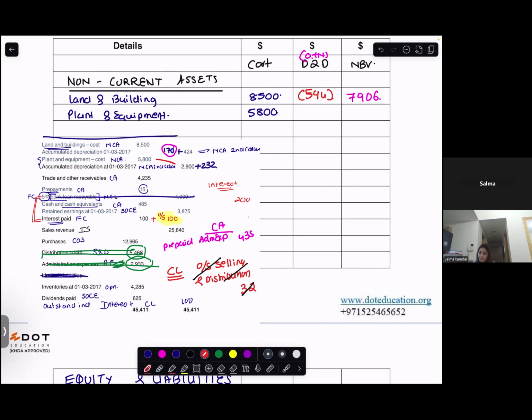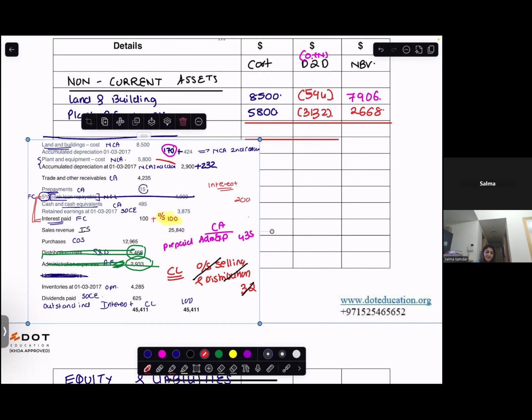Similarly, for plant and equipment, it would be 2,900 plus 232, 3,132. Costs minus depreciation to date gives me the net book value. I will draw two lines, one full line and one half line. We have done all this in the income statement.